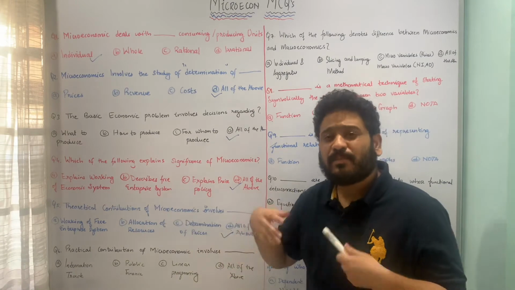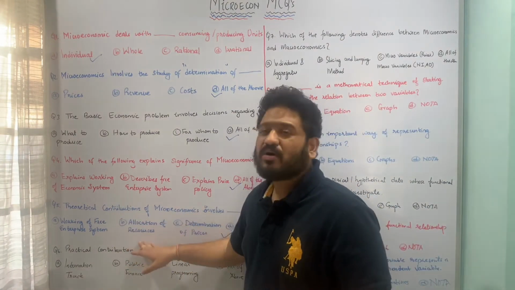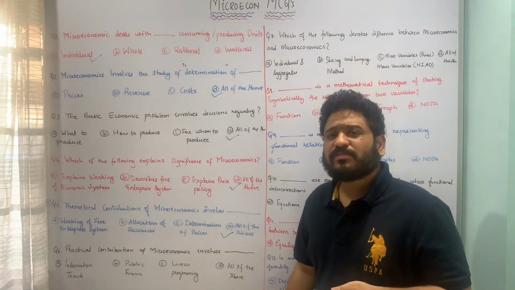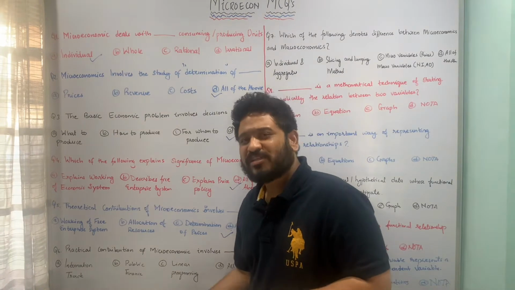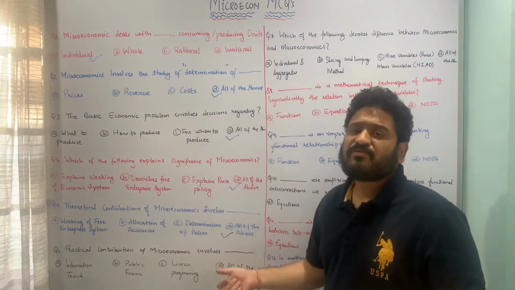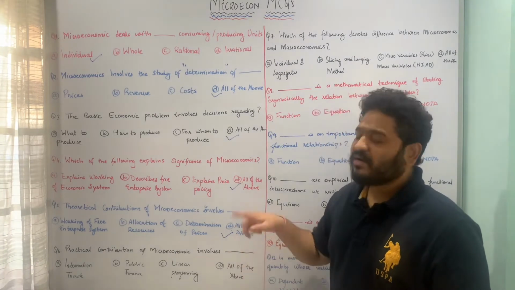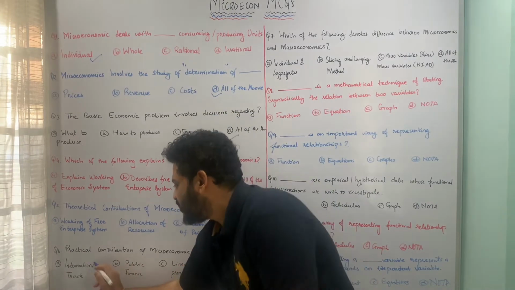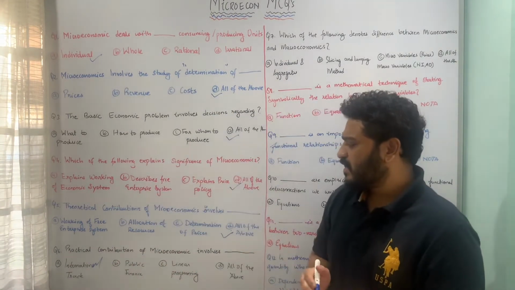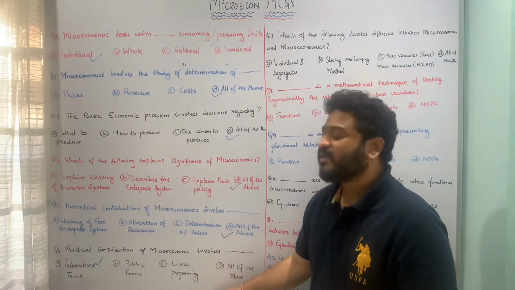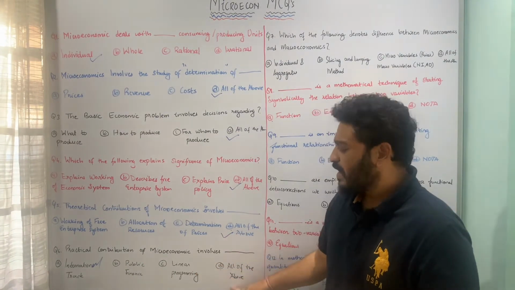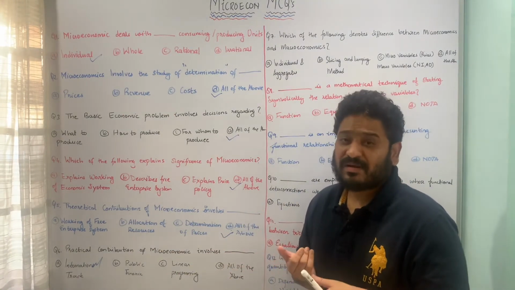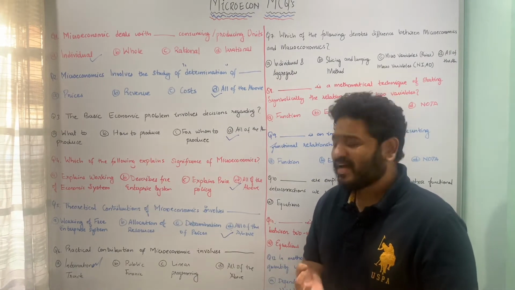Let us now look into the practical contributions. Now these were the theoretical contributions of microeconomics. Let us now move to look at what are the possible practical contributions of microeconomics, and the question is framed in this fashion. The practical contributions of microeconomics involves dash, and the underlying options are: it helps in understanding international trade, then it helps in understanding public finance, it helps in linear programming, and all of the above. So here all these three things, that is, it is helpful in understanding international trade, public finance, as well as linear programming.